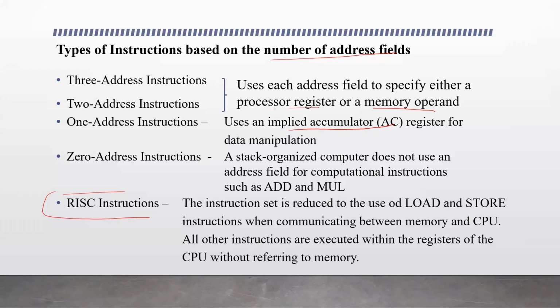Because there is only one address, arithmetic operations cannot be done on a single data item. So the data in the accumulator is used as the second operand. It is an implied accumulator. It is not explicitly specified because there is only one address, but the accumulator is used as the other data for data manipulation. And zero address instructions.